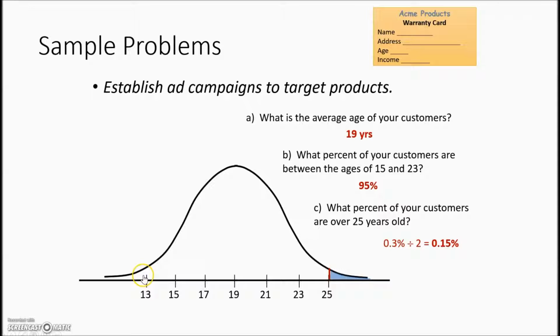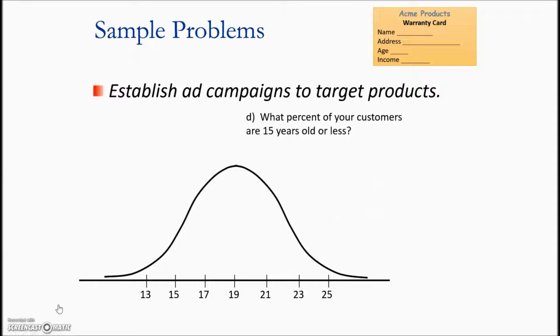Likewise, if we had a customer come in that was under 13, it would have the same 0.15%, an extremely rare occurrence. A further question asks what percent of your customers are 15 years old or less. So we identify where 15 is.